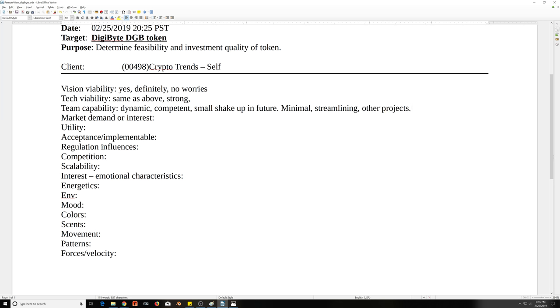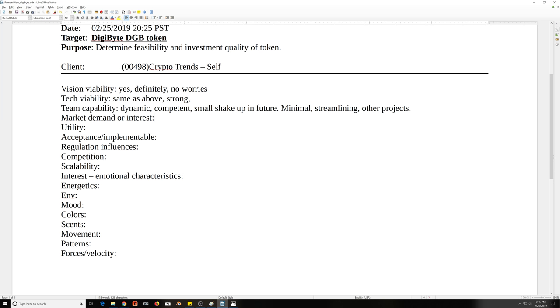Okay, so a few people might see some migrations to other projects. Not a big deal. Don't worry about it. Streamlining here is an important word. So yeah, good team. I would say good team. Good viability, vision. Yeah. Can it be accomplished? Yeah, that type of stuff.